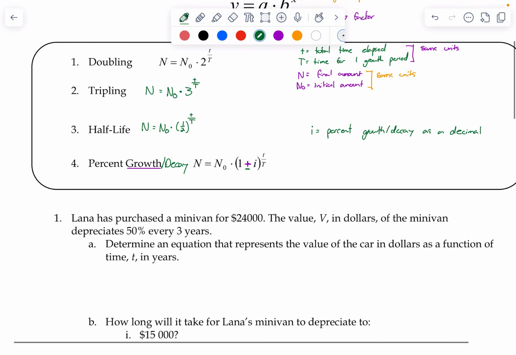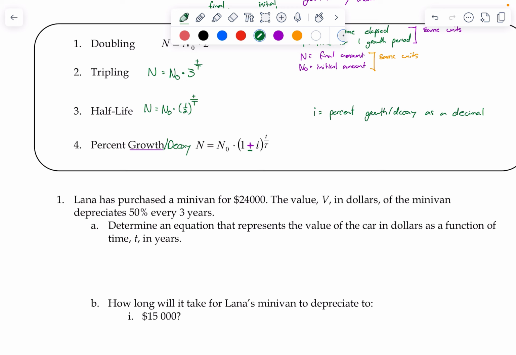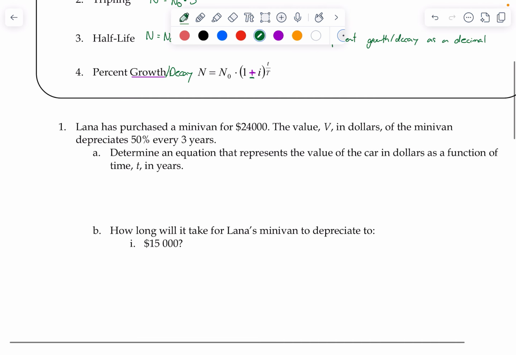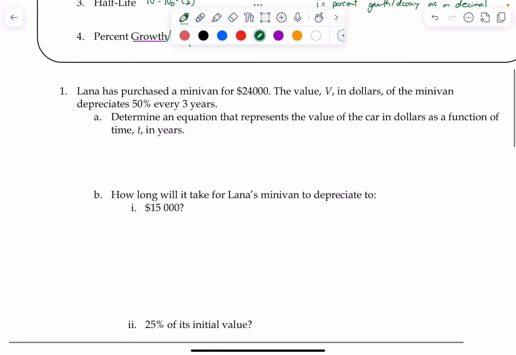All right, let's just get right into the problems. We have 3 examples that we're going to be doing in this lesson, so it is a short lesson. But yeah, let's just get right into it.